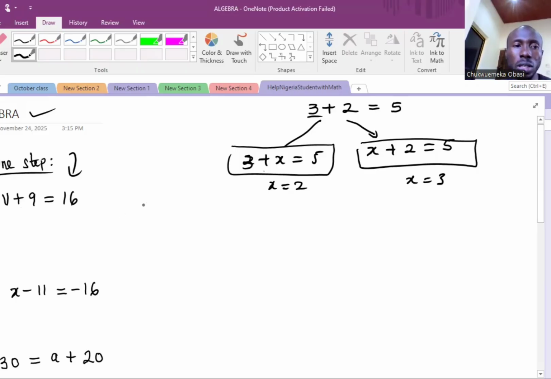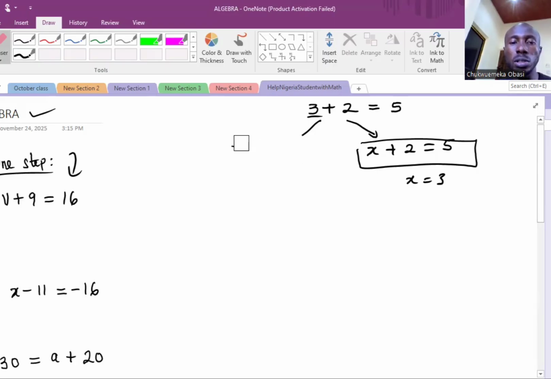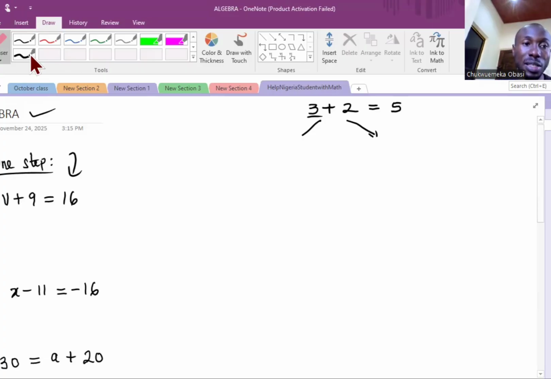Now, I'm going to show you how to do this question in two different ways. I'm going to show you how most Nigerian students solve this problem and how most British students or American students, or UK students, would solve this problem. Now, let me start with my favorite, which is the Nigerian style. So if I have v plus 9 is equal to 16.